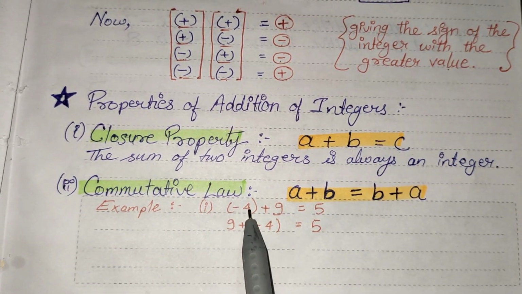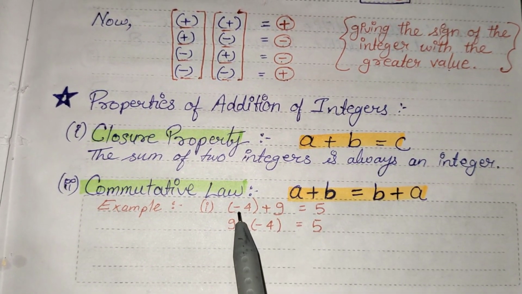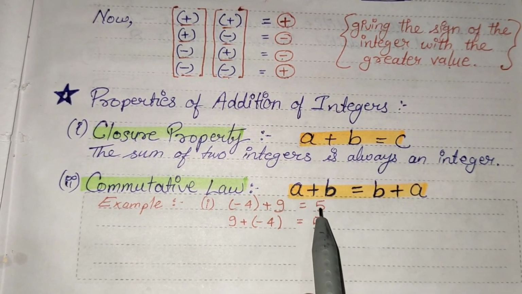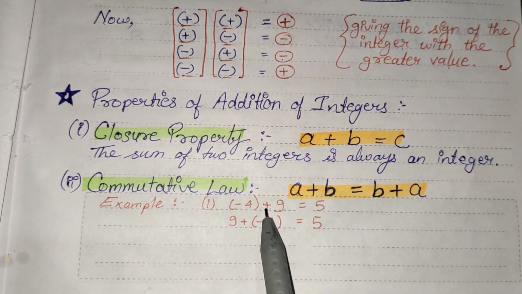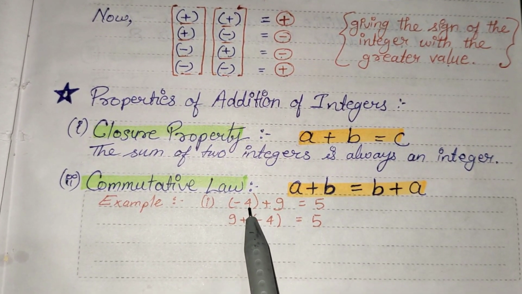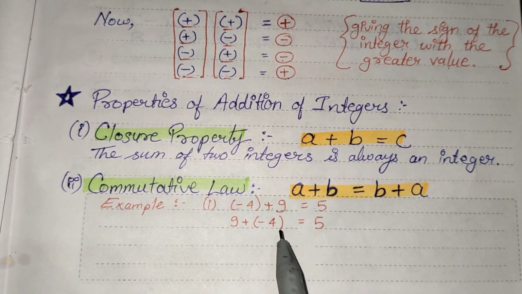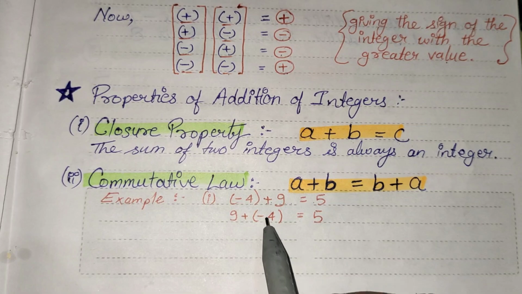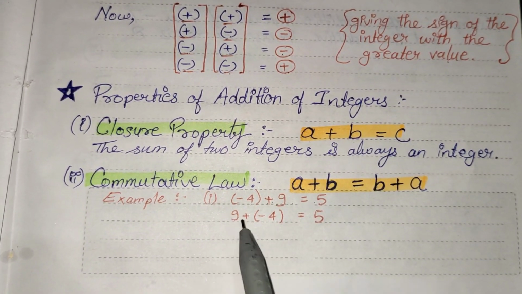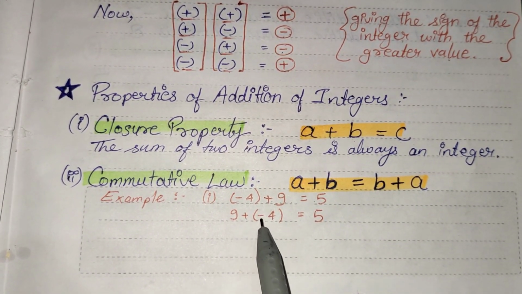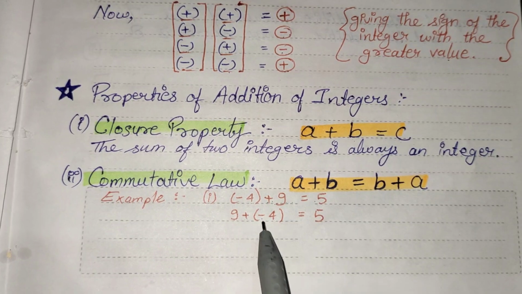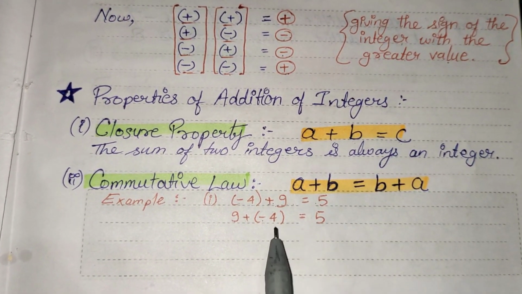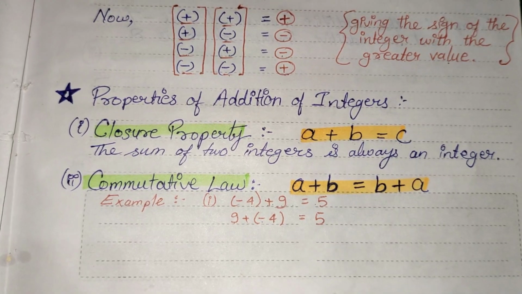Example: minus 4 plus 9. Minus plus, we will do minus: 9 minus 4 is 5. The sign is positive because 9 is greater than 4. This is a plus b. Now b plus a, let's see: 9 plus minus 4, plus minus we will do minus, 9 minus 4, we will get 5. So a plus b or b plus a, we will get the same result.